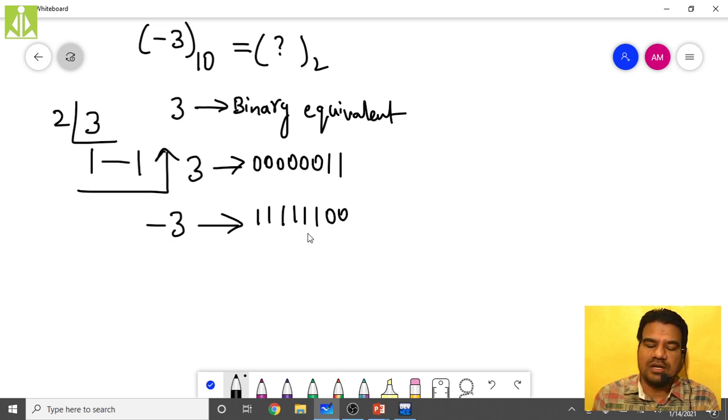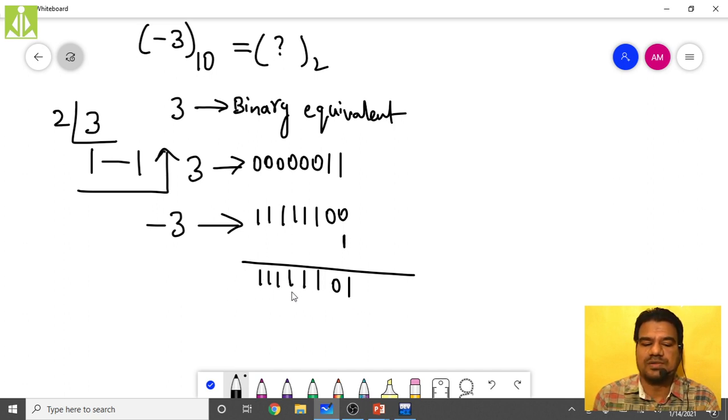Like this. After doing this, add 1 to it, then you will get the 2's complement of that number. Adding 1, you will get 1 0 and then followed by 6 ones, like this. So this is your negative 3, minus 3, I can say. So what we have done, first we found the binary equivalent of 3, then we performed the 2's complement to get the negative value of 3. In this way we represent negative numbers in binary form.